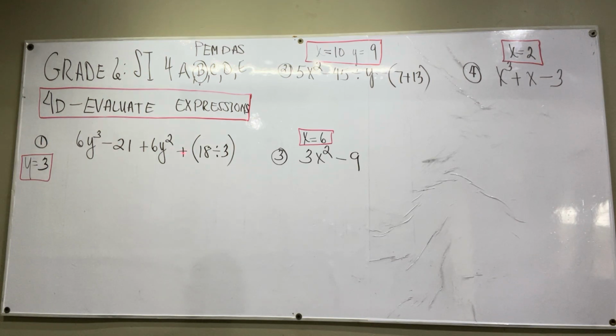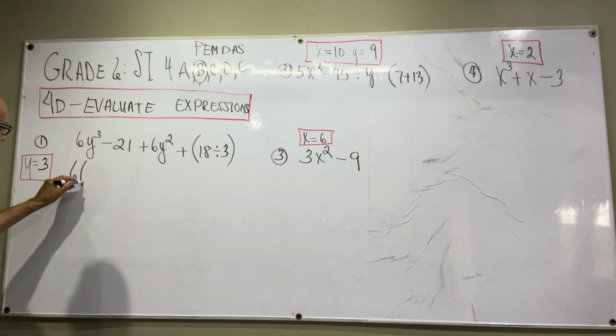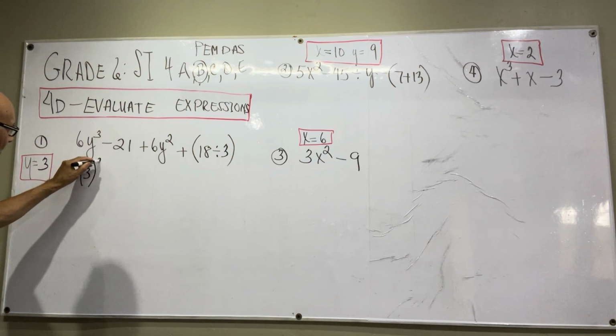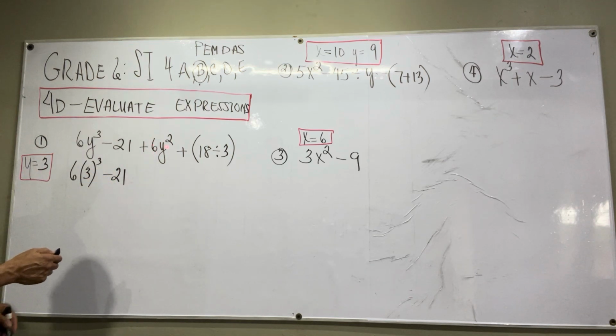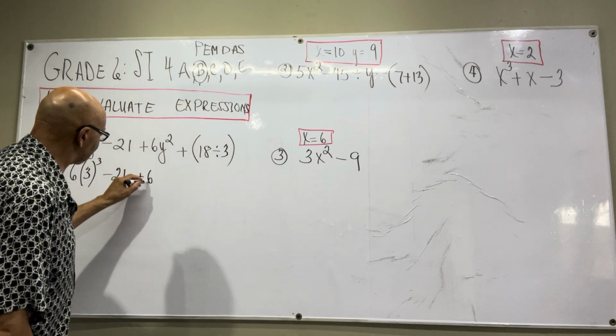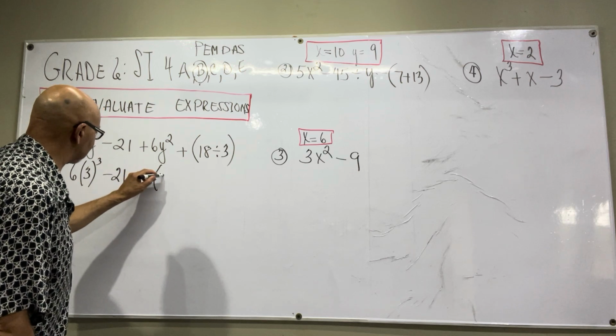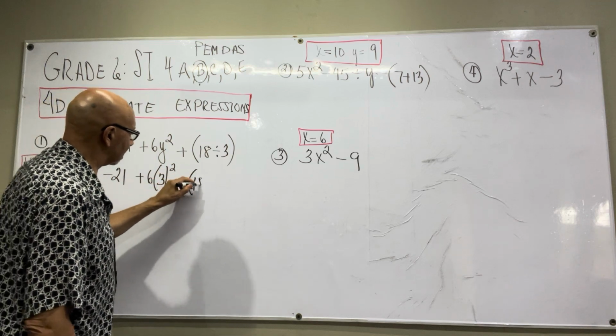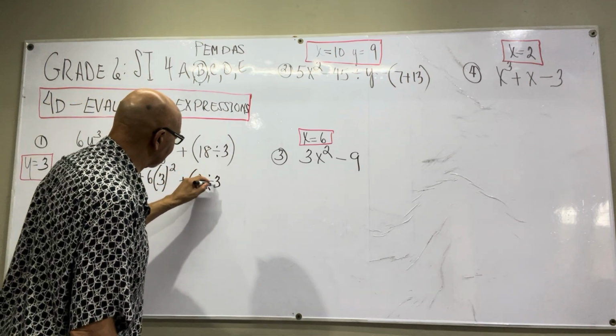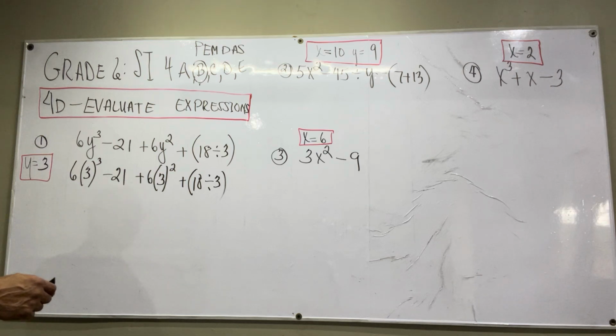So what do we do here? In place of the y, we put 3. So we have 6 times 3 cubed minus 21 plus 6 times y squared, which is 3 squared, plus 18 divided by 3. Let's go through and do all the substitution together. So we can skip around now.